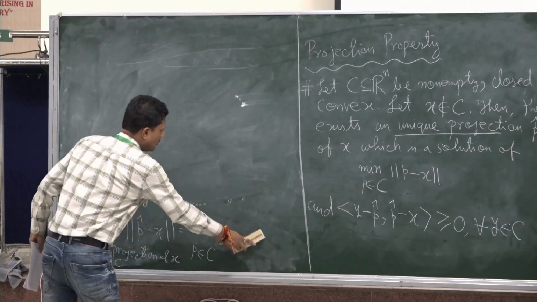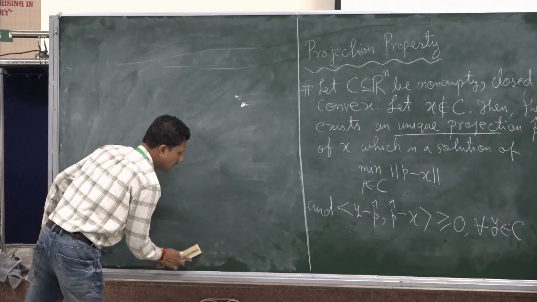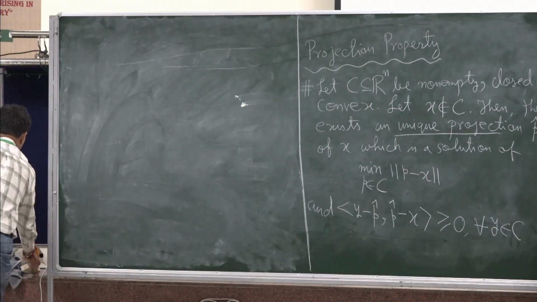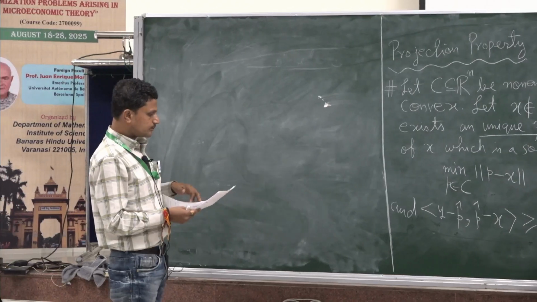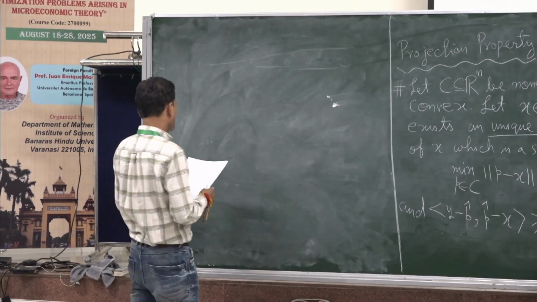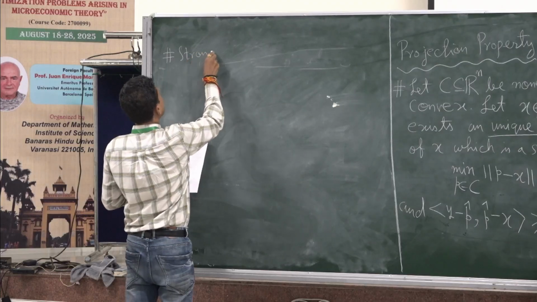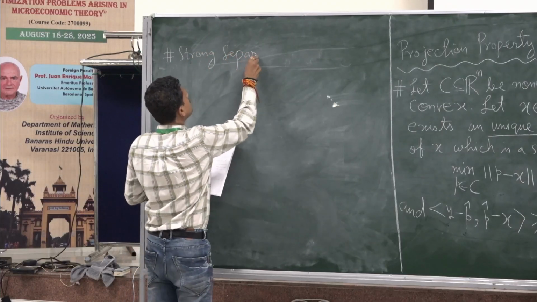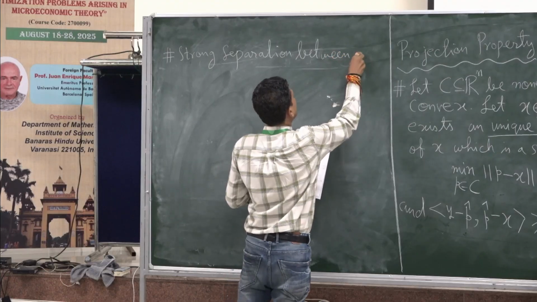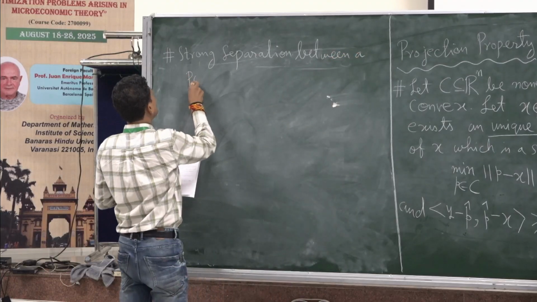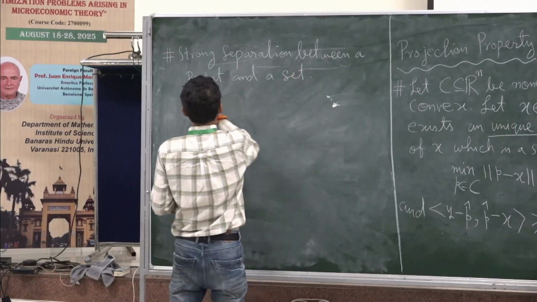So this projection property can be used to prove a separation of a point and a set, right? So the next result we are going to discuss is a strong separation between a point and a set, right?